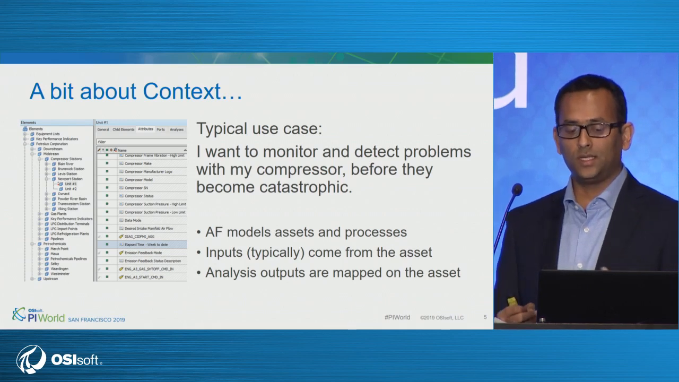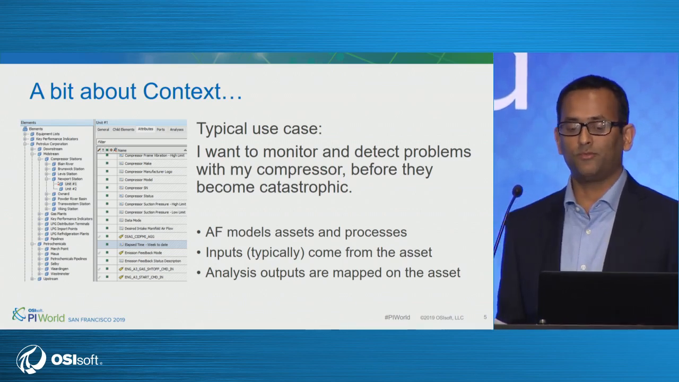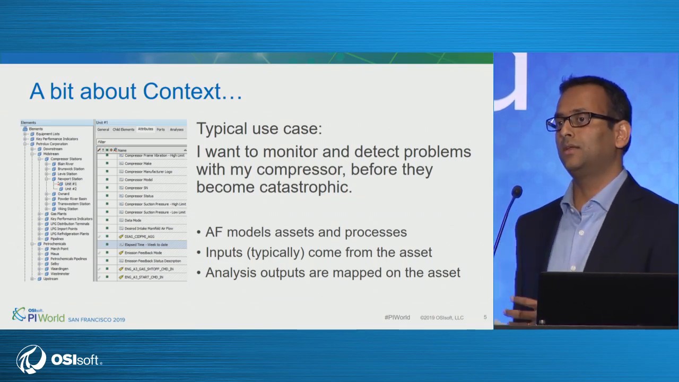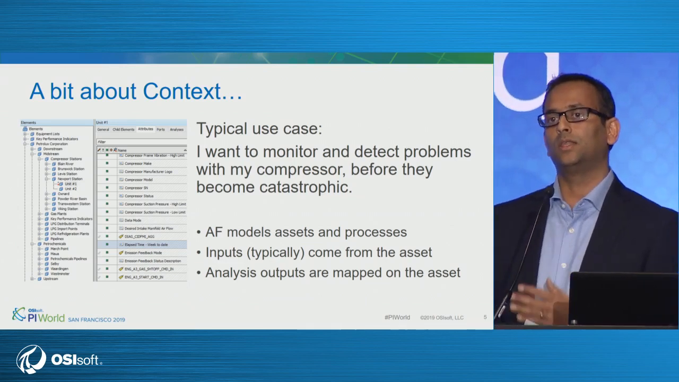So once I create these calculations, whether it's a KPI or some efficiency metric or whatever that might be, that's then tied to this compressor. And Asset Analytics in the background is running that calculation, and the results are being written back.